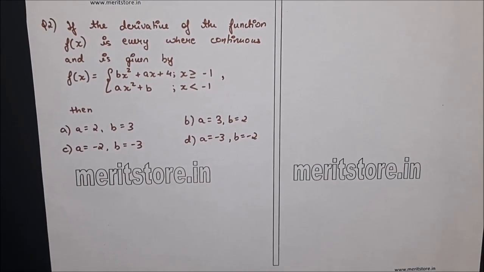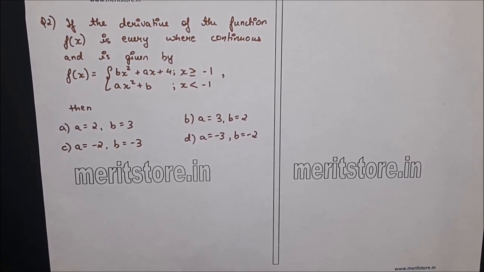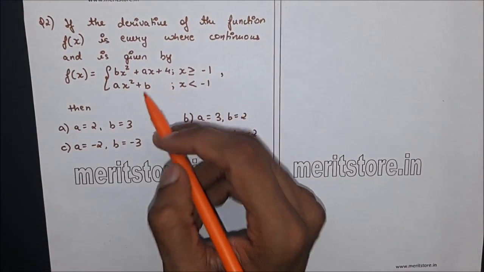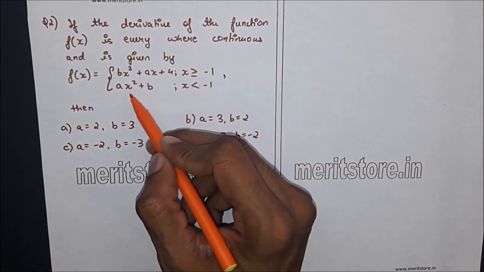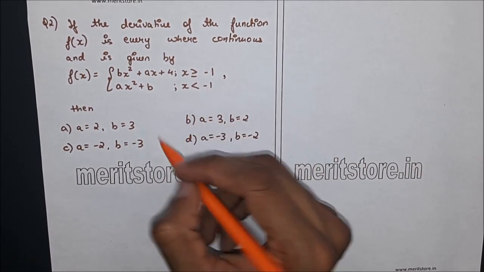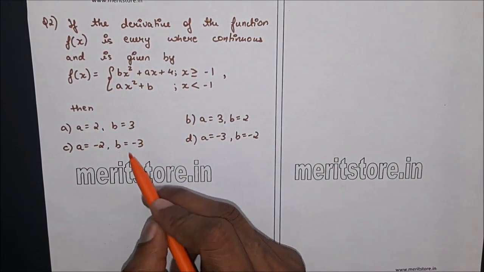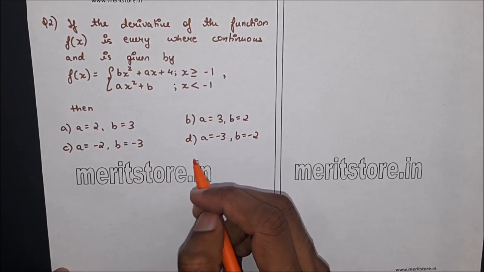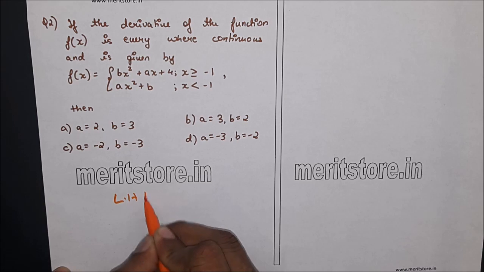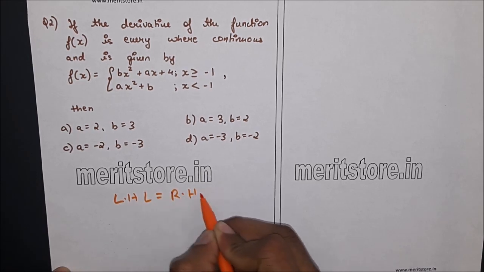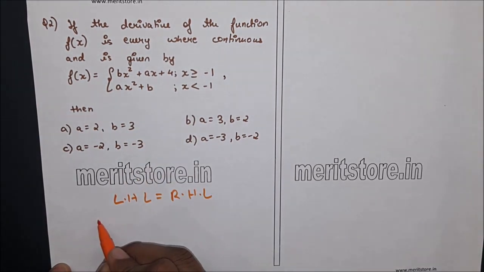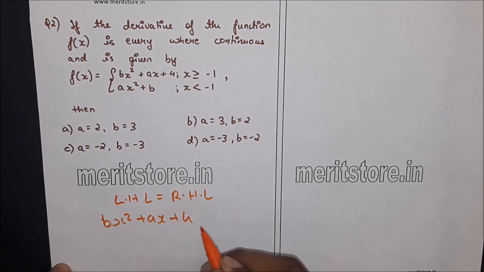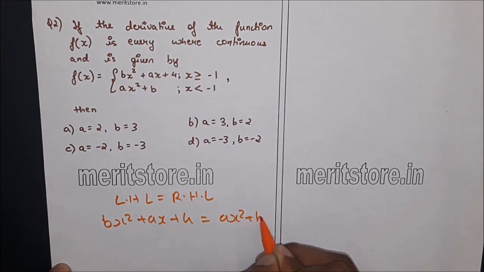Question 2. If the function f(x) is everywhere continuous and is given by f(x) = bx² + ax + 4 for x ≥ -1 and ax² + b for x < -1, then we are given four options for the values of a and b. So for continuity, we know that the left hand limit should be equal to the right hand limit. So we take the function bx² + ax + 4 equal to ax² + b.